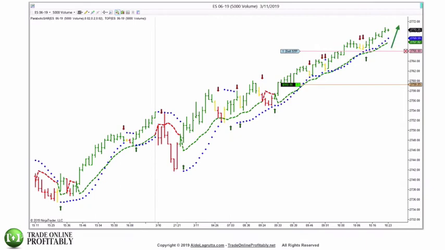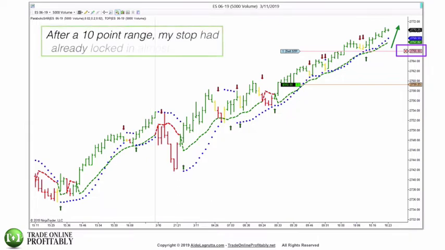Notice that the market has already traveled more than 10 points. My stop is at 27.66, and the moving average is still pointing higher at 27.67.82. After 10 points of range, I would not be expecting a meaningful pullback, but my stop had already locked in almost 7 points, so this was already a great trade.